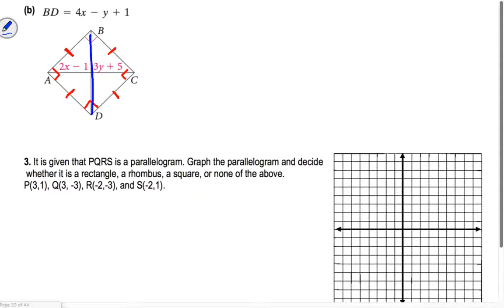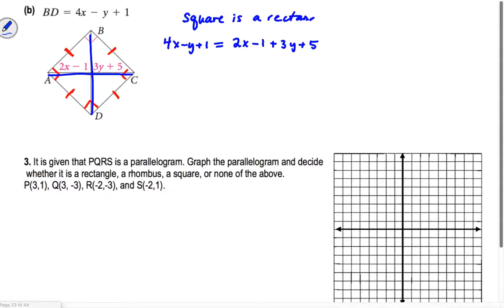So if this whole thing is 4x minus y plus 1, and this other part, the sum is going to be like 2x minus 1 plus 3y plus 5. Why was I able to set those equal to each other? Why could I say those two diagonals were congruent? Because a square is what? A square is a rectangle. Do you guys understand this? So a square is going to have all those properties of a rectangle. So I'm going to write that out. So a square is a rectangle. So diagonals are congruent.